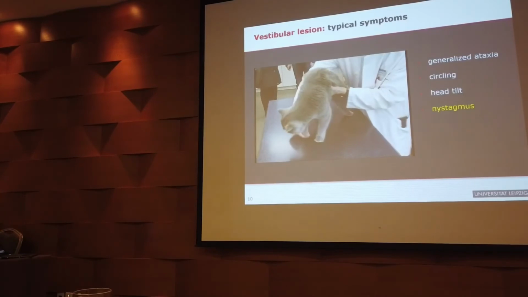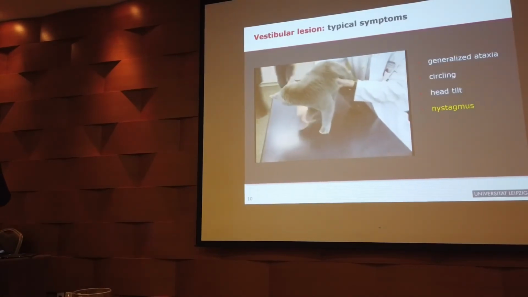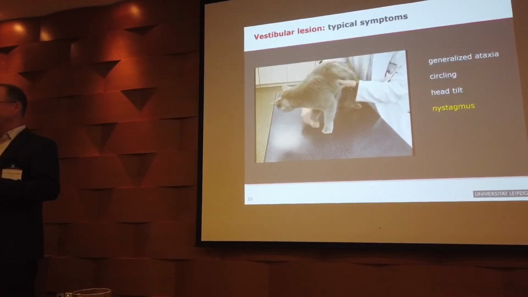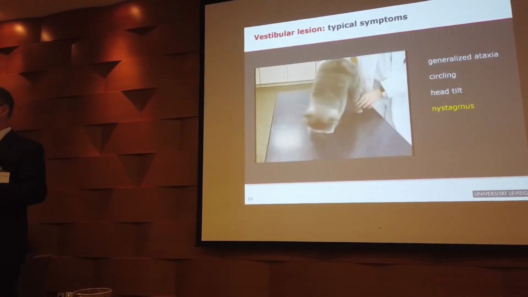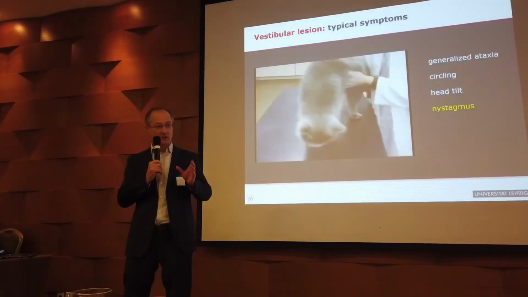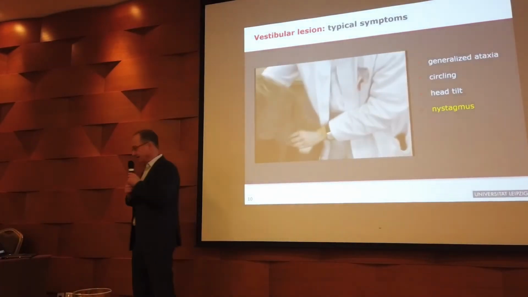How can you memorize that? I mean, if you have any disease, you want to get away from it. You want to get away from it very fast. So the fast phase is going away from the diseased site in horizontal nystagmus. That's what we have here.